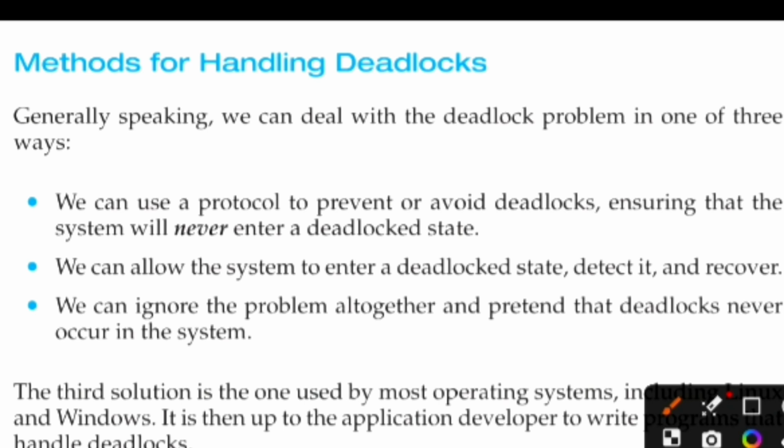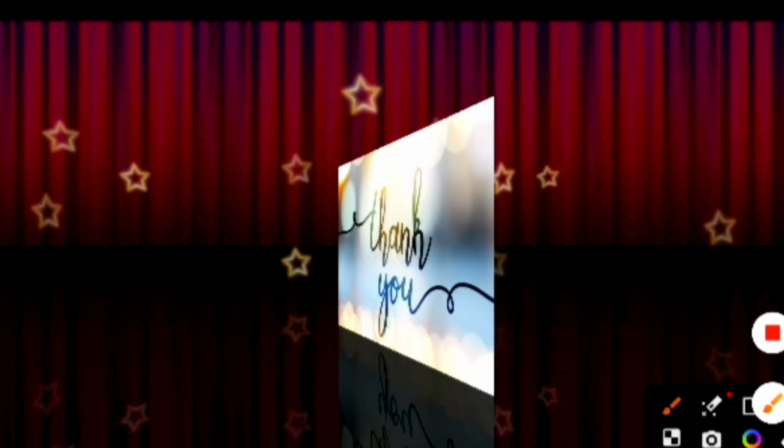This is deadlock ignorance, which we have already discussed in our offline class. This is also known as the ostrich approach. Hope you remember that. Next topic, we will see in detail about deadlock prevention and also deadlock avoidance.